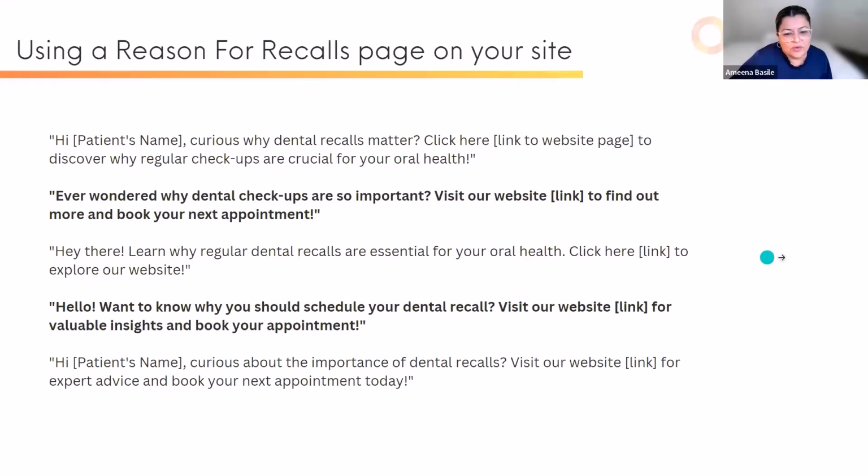Even a few bullet points of some really important reasons why we should be returning to the dentist. And so think about this as one of your steps in your SMS part of your recall strategy too. This could be the third. It could take place at the phone call, for example.